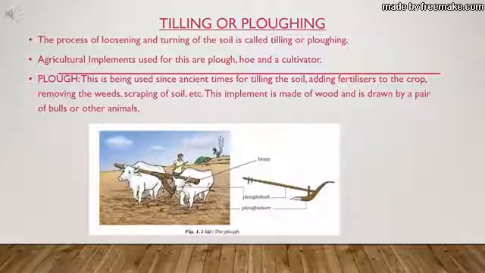Tilling or ploughing. The process of loosening and turning of soil is called tilling or ploughing. The agriculture implements used for this are plough, hoe and a cultivator.